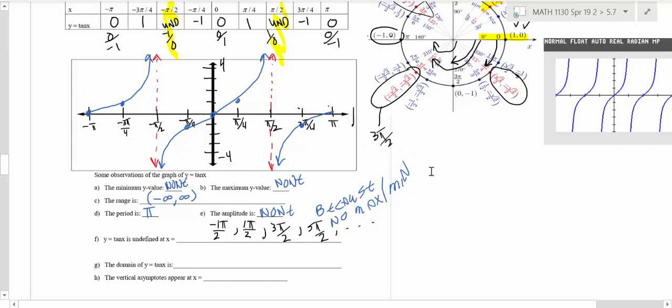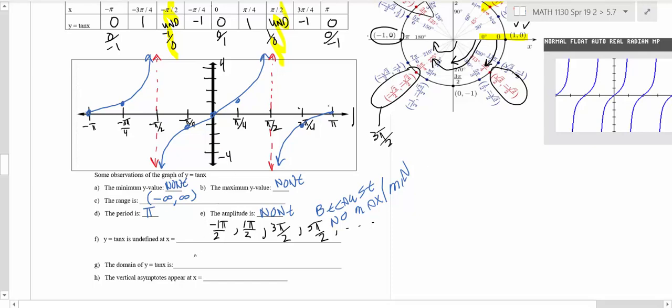And if you look at my unit circle, at 3 pi over 2, is the tangent undefined? Yeah, because y over x is undefined. Negative 1 over 0 is undefined. So you're going to be undefined at pi over 2, 3 pi over 2, and odd multiples of pi over 2.